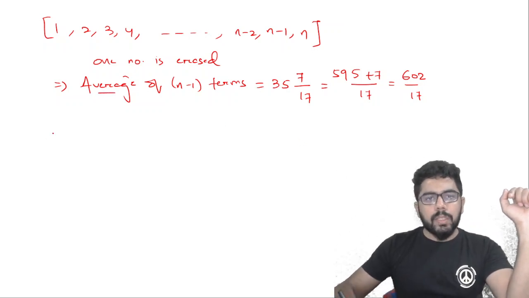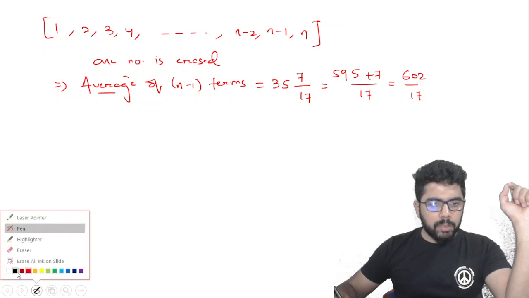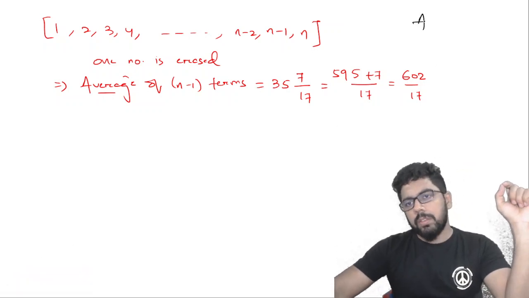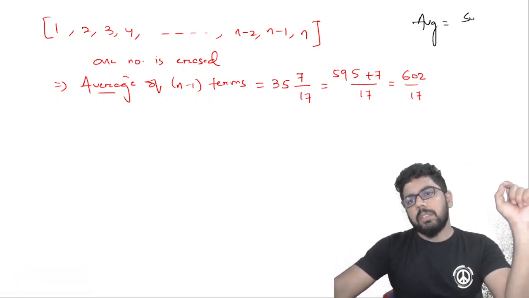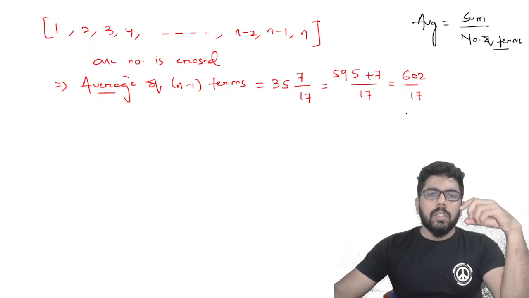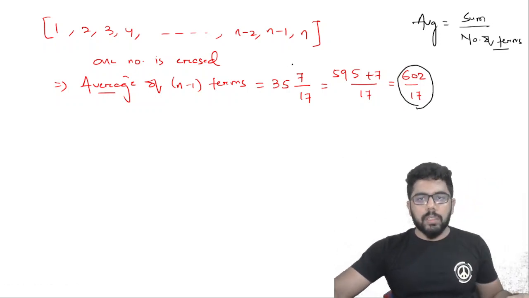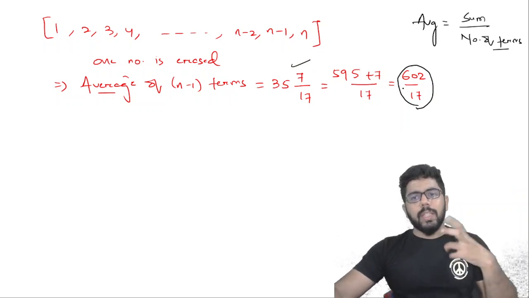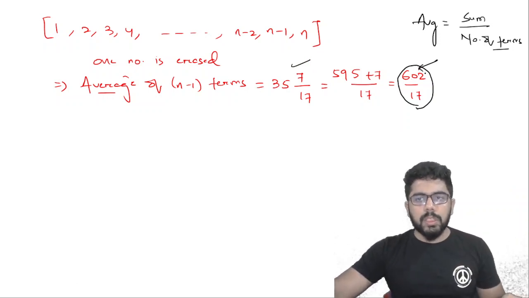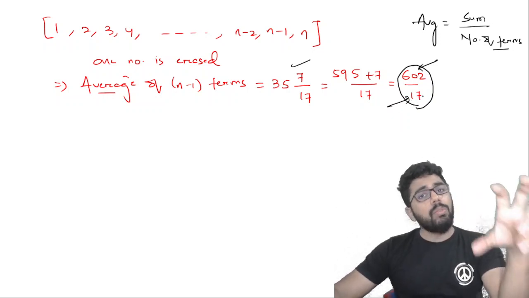Now we know average is sum divided by the number of terms. That is how you calculate average. So if this is the case, at the end I will reach a fraction like this before arriving at this answer. So there is a possibility that my sum could be 602 and the number of terms 17. But this is not the only possible case.